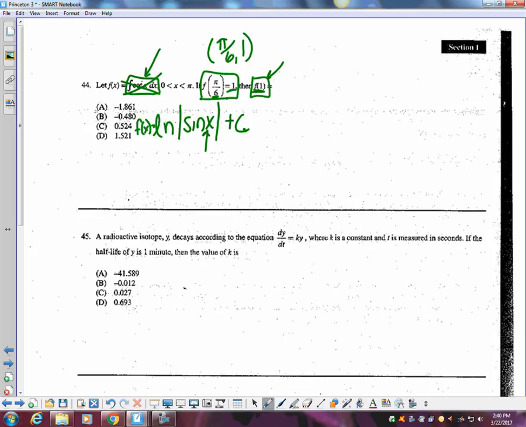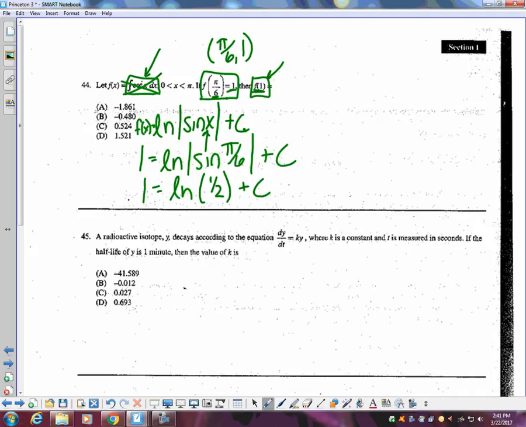Well, it gave me a point. So y is 1, x is pi over 6. Now I can find c. So ln of, let's see, sine of pi over 6 is going to be 1/2. And then I stop here and try to see if I need to be clean or if I can go decimals. And these are nasty, ugly decimals, so I'm going decimals. So I'm going to subtract my ln of 1/2 over. And so on your calculator, you're just doing 1 minus ln of 1/2, and I got 1.693.